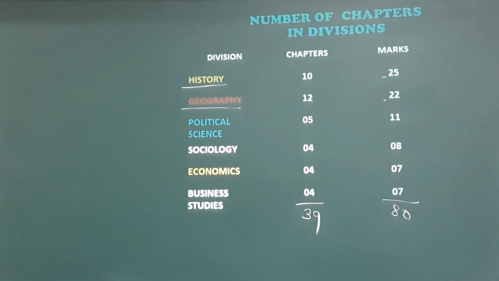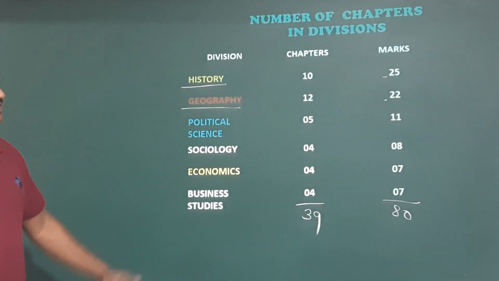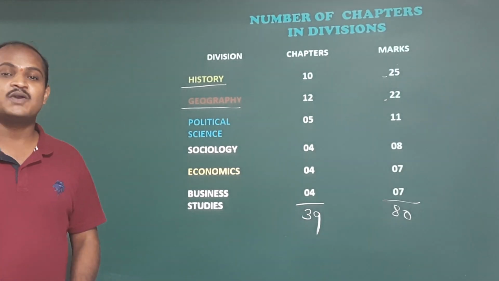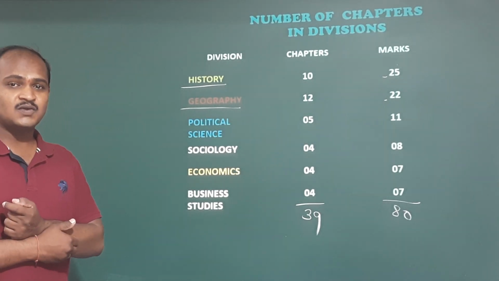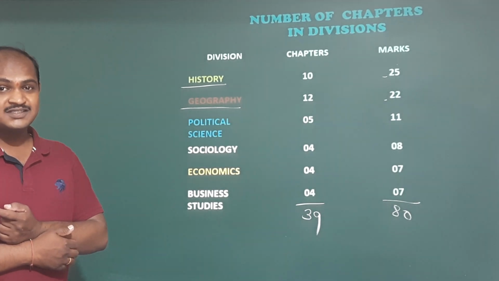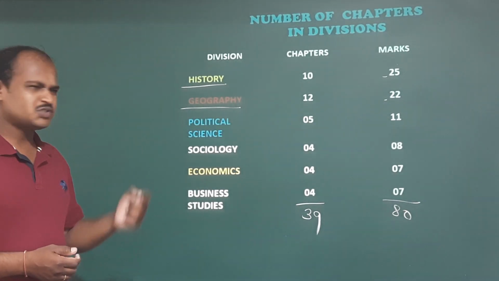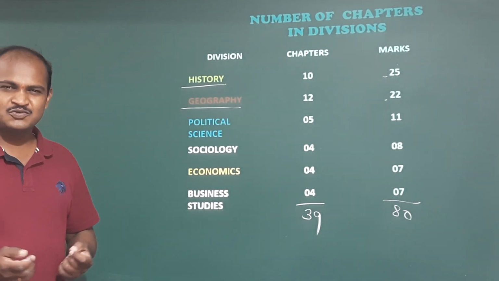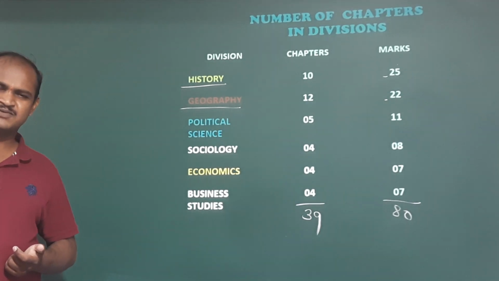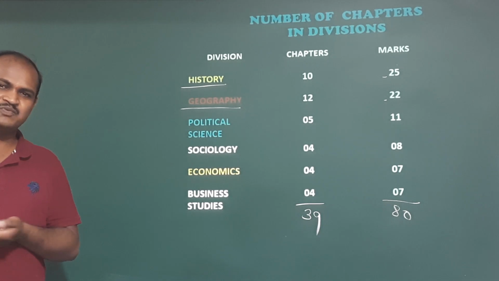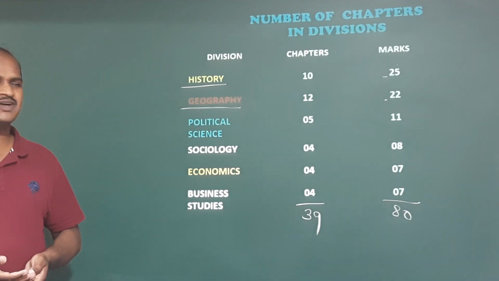The total chapters in history and geography are 22, because history has 10 chapters and geography has 12 chapters. Out of 39 chapters, these 22 chapters are not so lengthy. Some chapters are very short, even 1 or 2 pages. You can revise them easily.